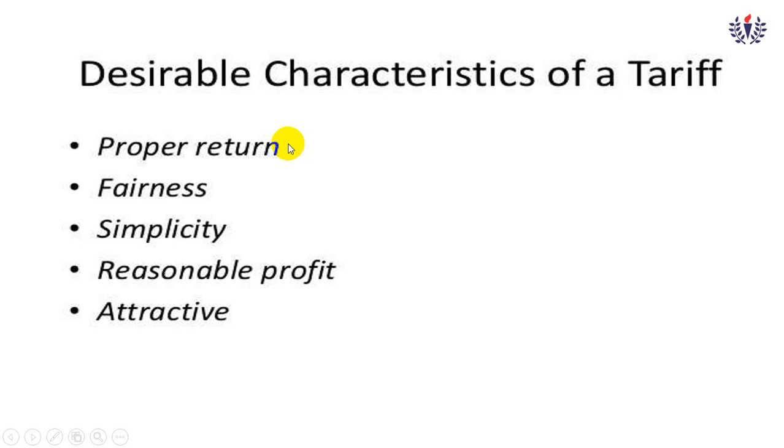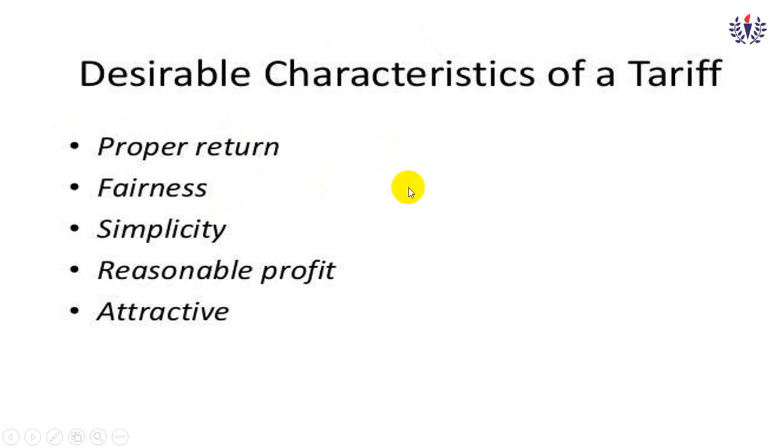So once again, I can reproduce that. One is the cost of producing the electricity. Second one is the cost of supplying that same electricity, with some reasonable profit. So it should have the proper returns so that it will have some reasonable profit also, and it can produce reliable service to the consumers.